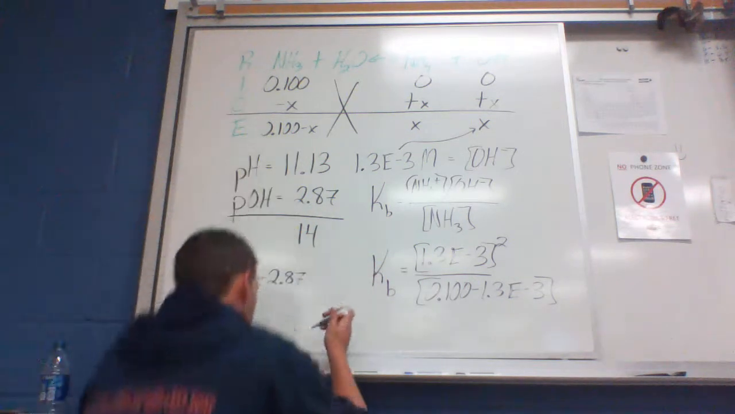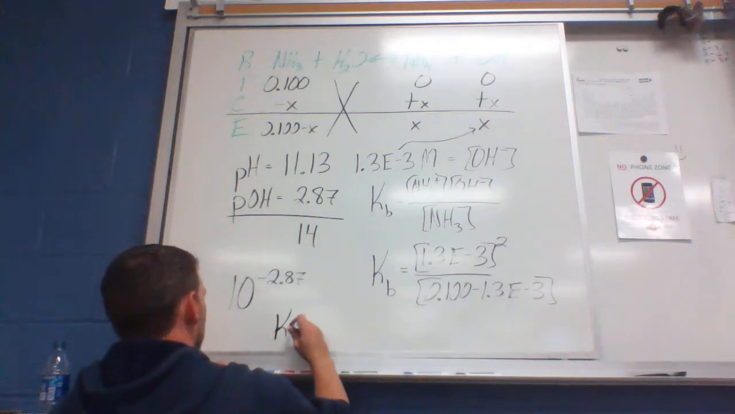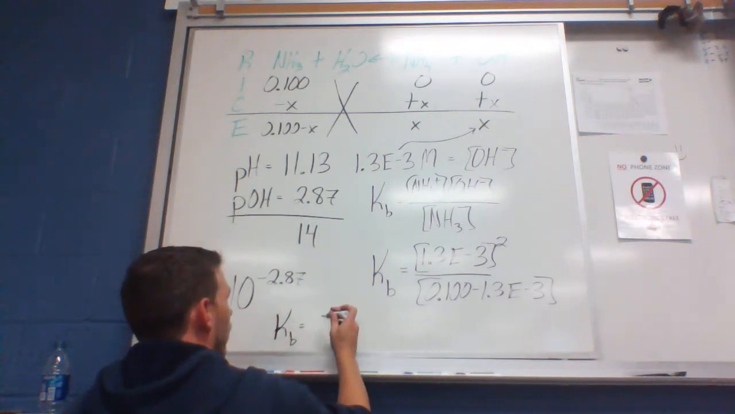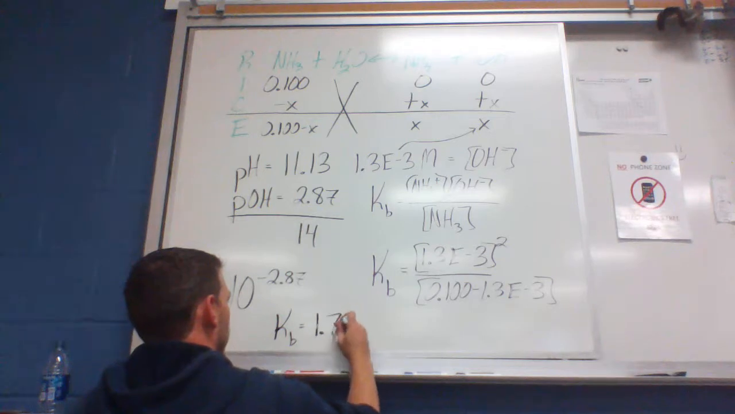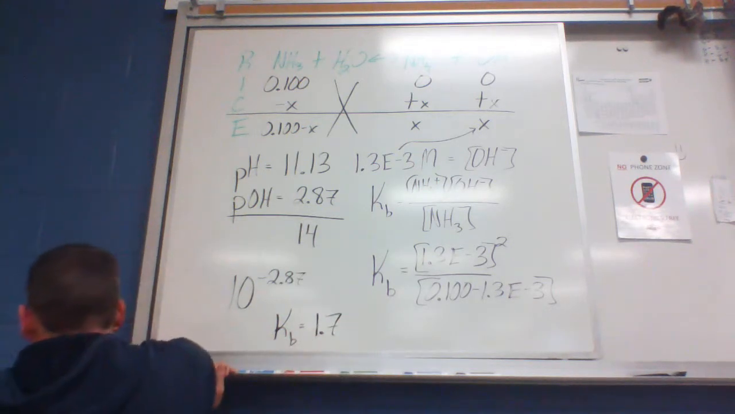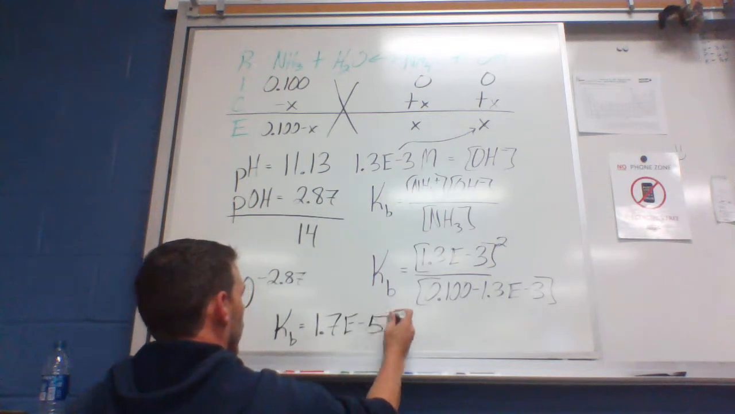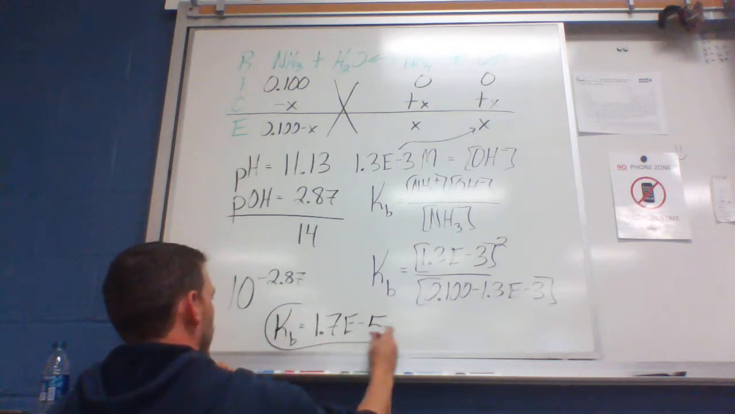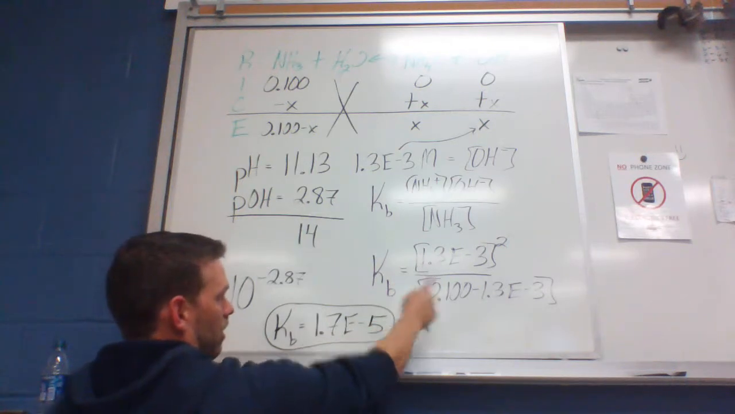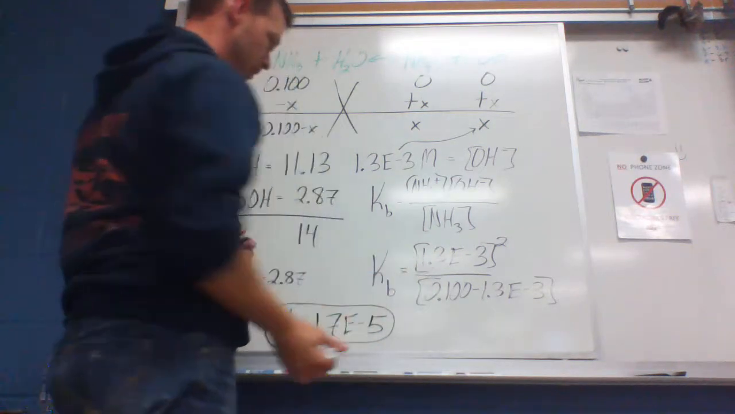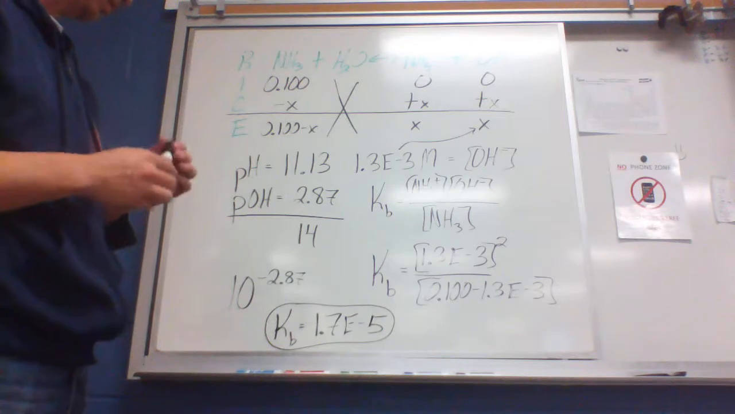Anybody want to share their KB? 1.71 E negative. Yeah, I think it's just 1.7 though. 1.7 E negative 5. Yeah, I've got 2 sig figs divided by a max of 3 on bottom, so 2 sig figs will win.